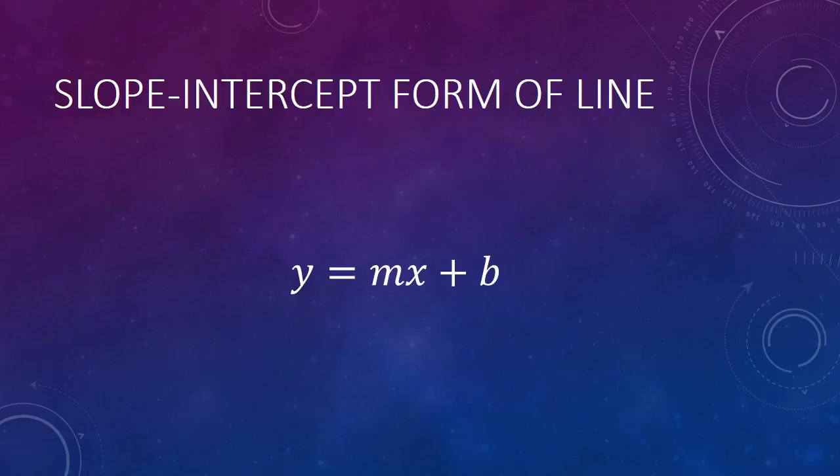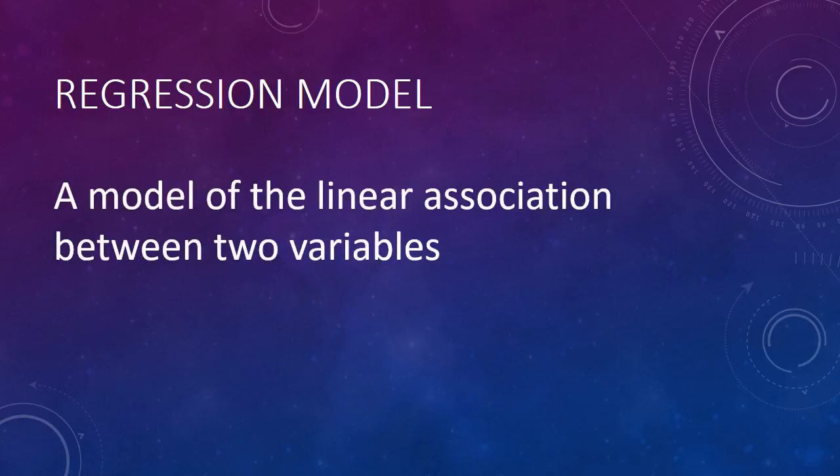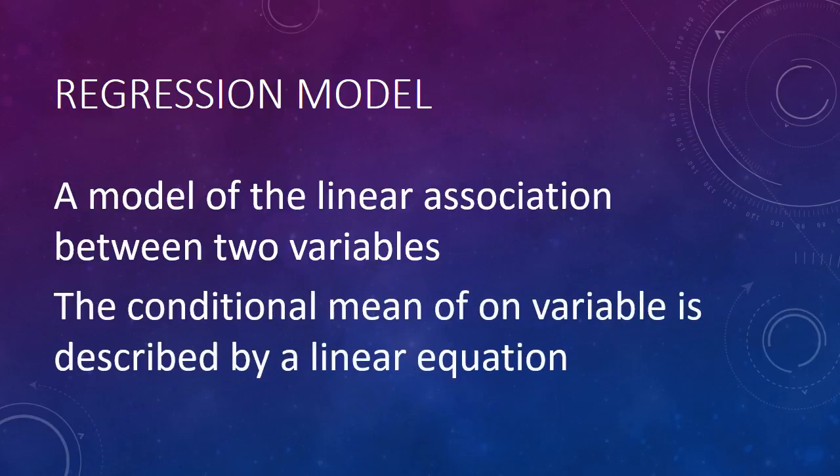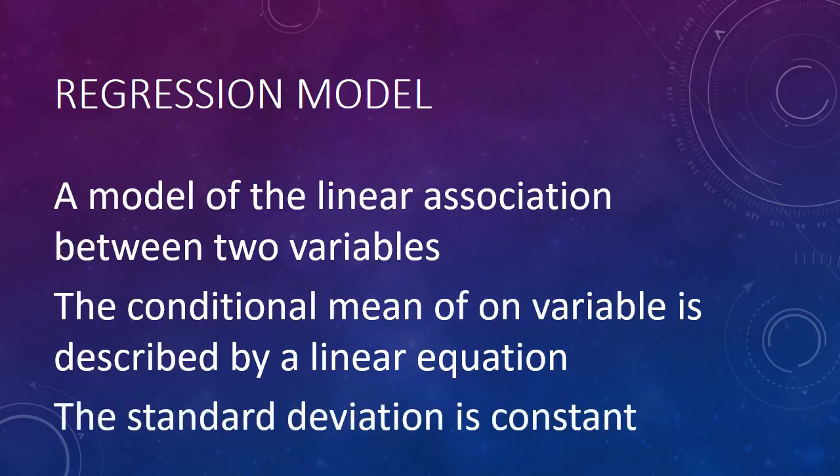We can use the linear equation as the basis of a model for the relationship between reps 55 and rep 70. A regression model is a model of the linear association between two variables, whereby the conditional mean of one variable, given the value of some other variable, is described by a linear equation, y equals mx plus b. And the standard deviation of the conditional normal distributions of the outcome variable is constant, irrespective of the value of the explanatory variable. So we have a model that gives us a distribution for the values of y, and we have a separate distribution for each possible value of x. The mean for these distributions is given by the equation y equals mx plus b, and all of these distributions have the same standard deviation.